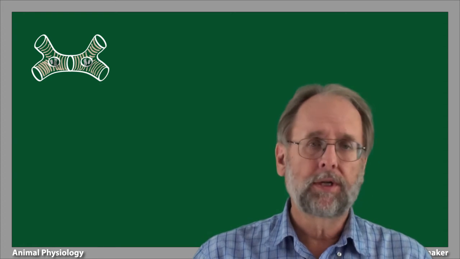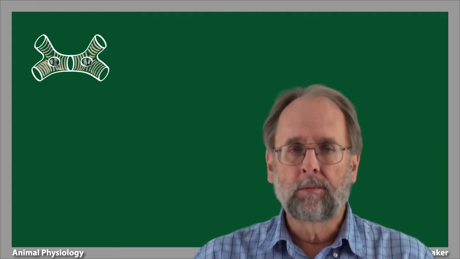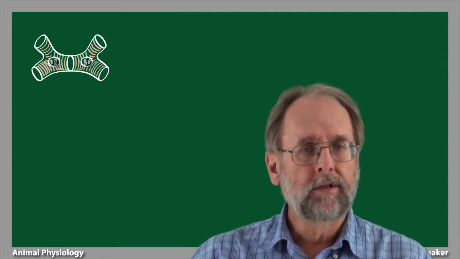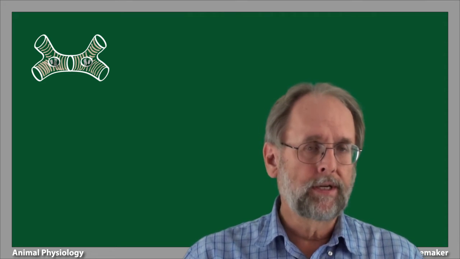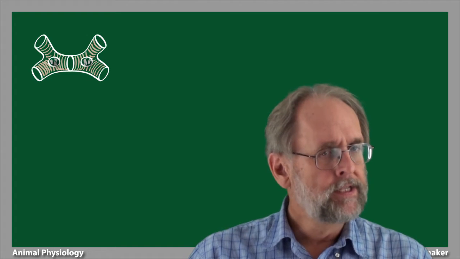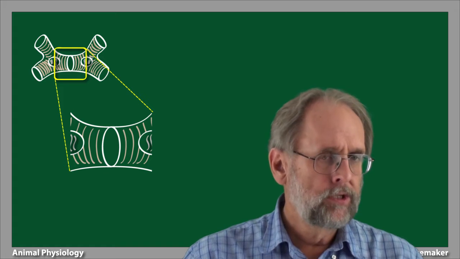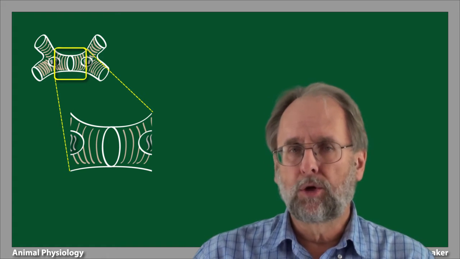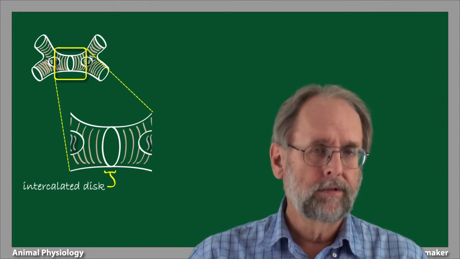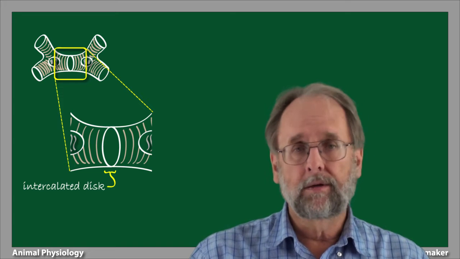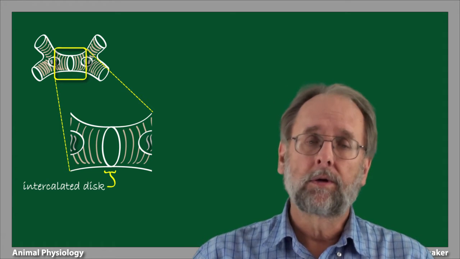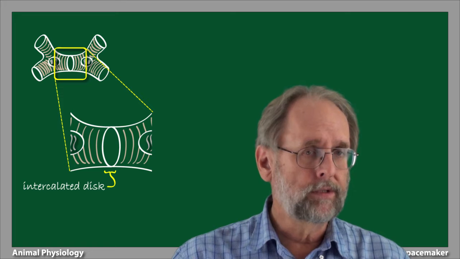The attachment between two cardiac muscle cells is more than simply an abutment of two cells together. It's an important part of the functional coordination of multiple cardiac muscle cells. Let's magnify this junction for a closer look. The junction between two cardiac cells is known as an intercalated disc. This is a point of mechanical attachment, but it's also a communications link between cells.